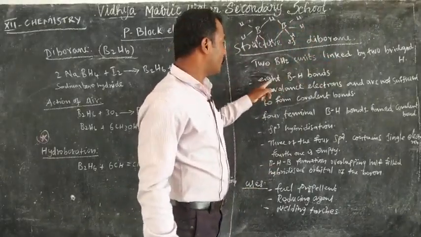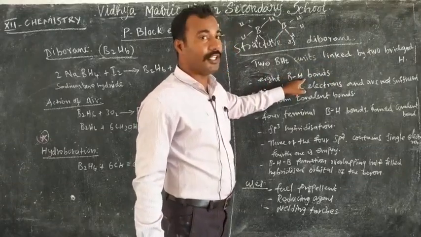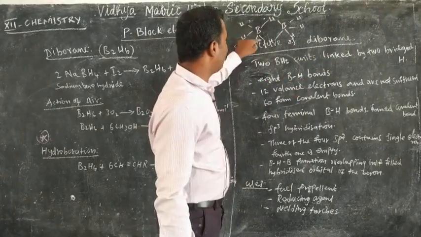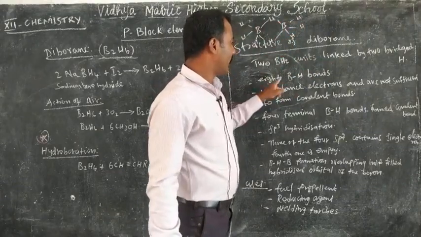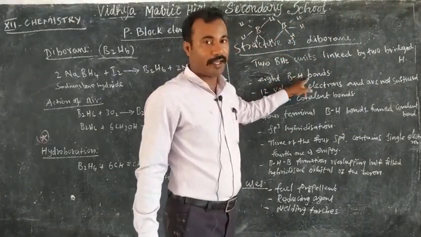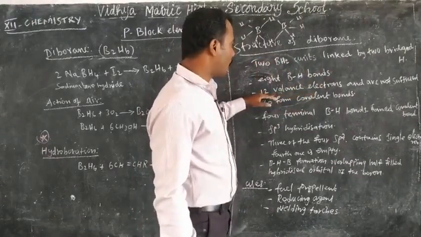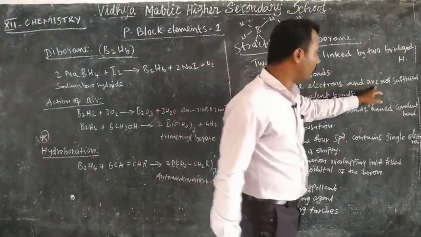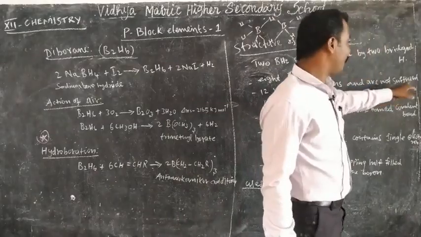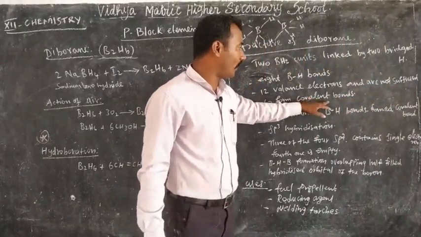Okay, so 8 B-H bonds: 1, 2, 3, 4, 5, 6, 7, 8 boron-hydrogen bonds. Not BH bond, boron-hydrogen bond. Okay, 12 valence electrons are not sufficient to form covalent bonds.